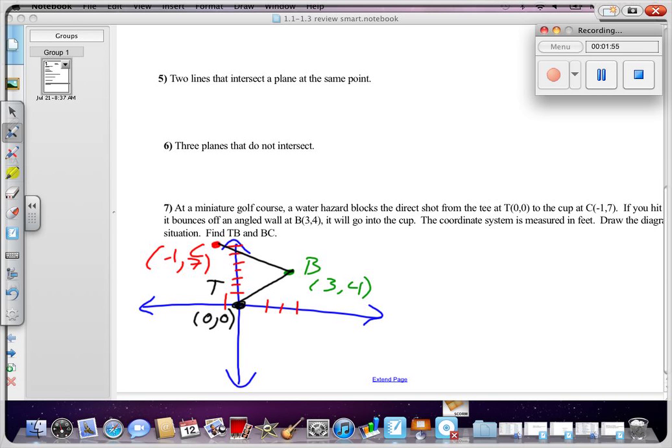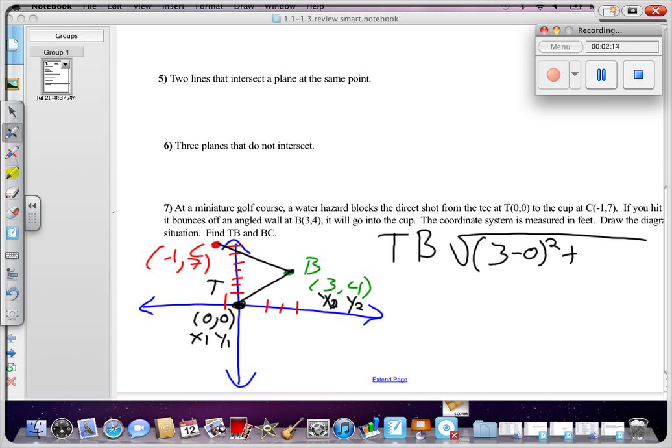Okay, so we're going to do the distance formula. First I'm going to go T to B. So I'm going to call this x1, y1, x1, y1, x2, y2 in that distance formula. So it's x2 minus x1 squared plus y2 minus y1 squared. What's 3 squared? 9. So we've got 9 plus 4 squared is 16. What's 9 plus 16? 25. And the square root of 25 is 5. See, I did all that without a calculator.